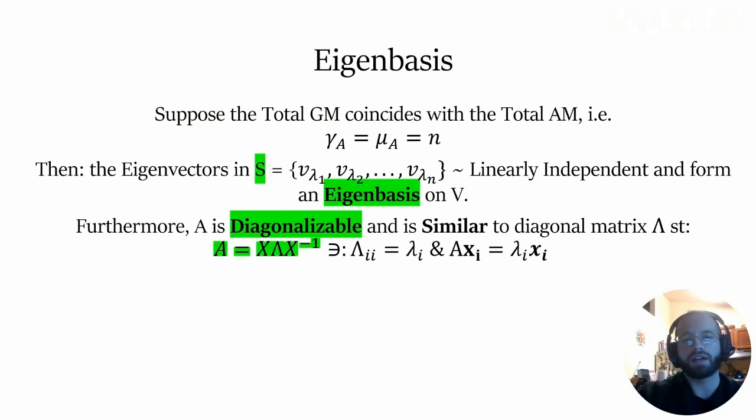Okay, now since A is similar to the diagonal matrix lambda, they have the same set of eigenvalues and the same characteristic equation, right? And we also have this property, A times x sub i is equal to lambda times x sub i, where x sub i is the ith eigenvector.